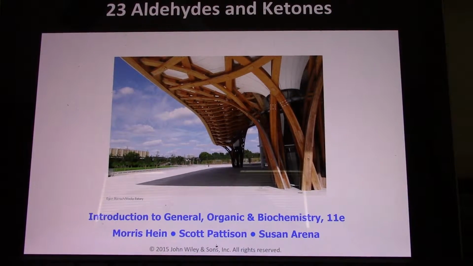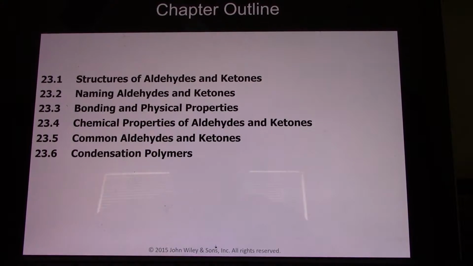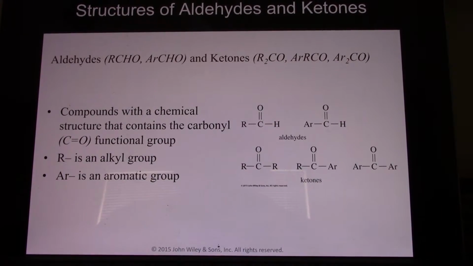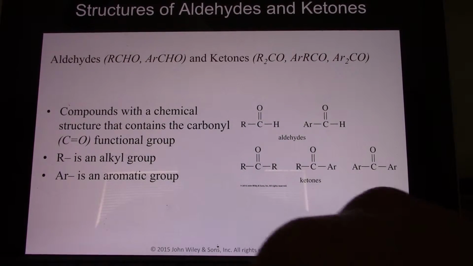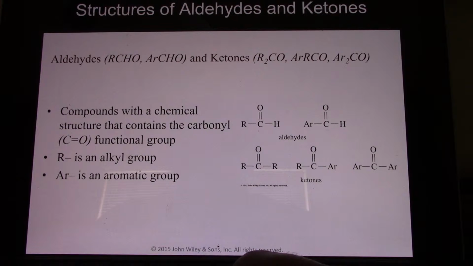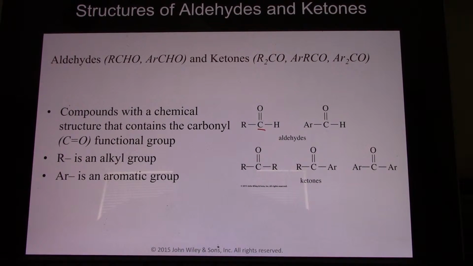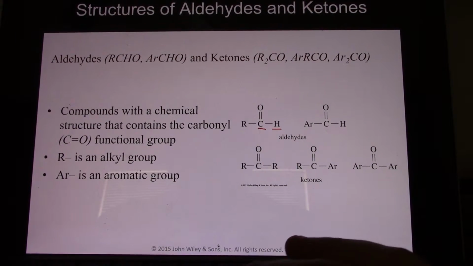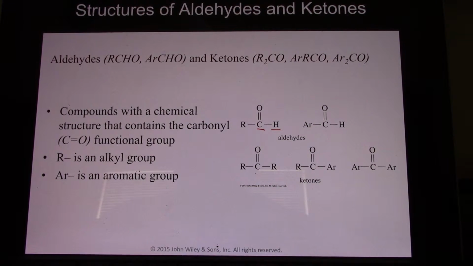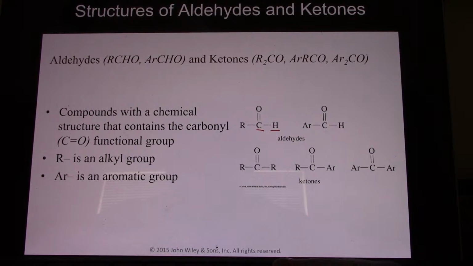Chapter 23, Aldehydes and Ketones. Aldehydes and ketones both have a carbonyl group, so we have this double bond between a carbon and an oxygen. Aldehydes are terminal, meaning they have a hydrogen at the end. You can only find an aldehyde at the very end of the molecule, whereas ketones have carbon groups on both sides. They're secondary, and so they're found in the middle of groups.